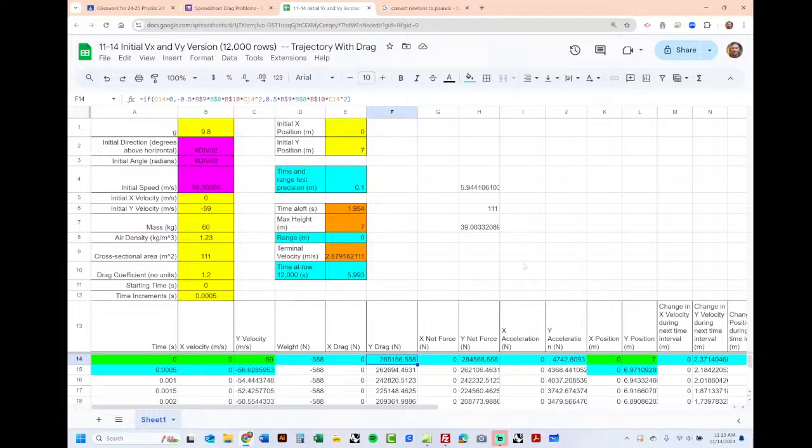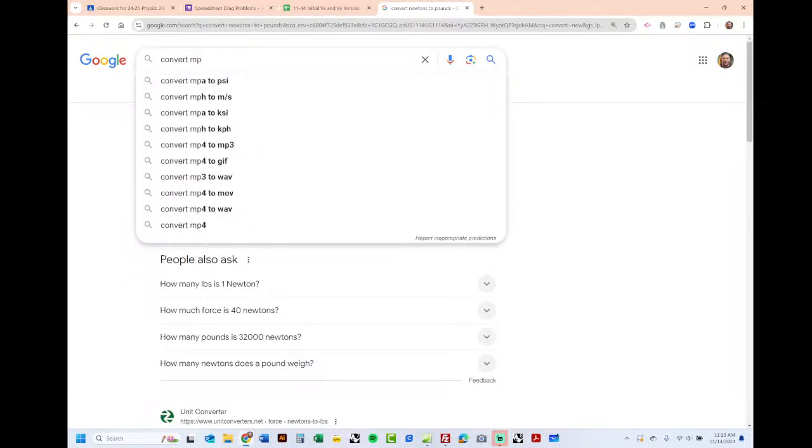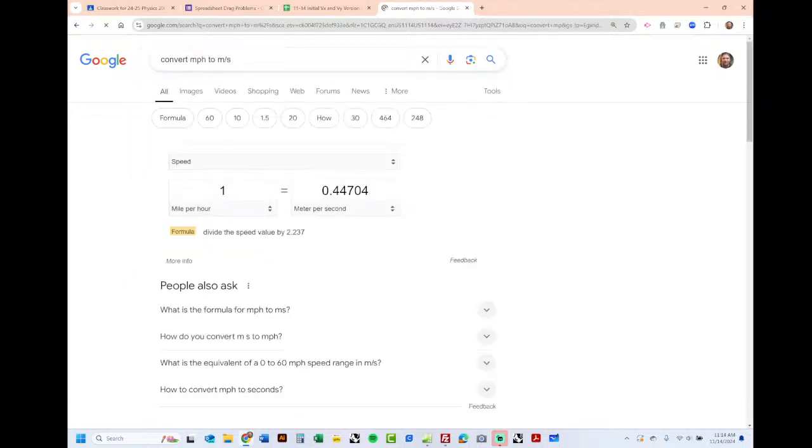Finally, number 12 or 2H, if it did open instantly, how long would it take to slow the skydiver down to 6.1 miles per hour? So remember, the terminal velocity is 6 miles per hour. So 6.1 is almost there. How long would it take to get there? Convert miles per hour to meters per second. Let's put in 6.1. See what we're looking for.